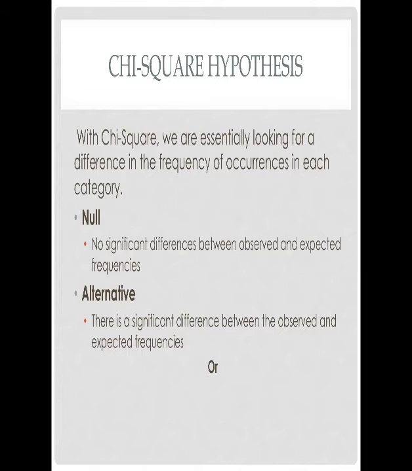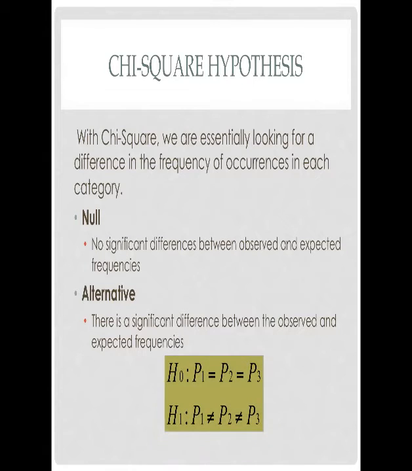So, a chi-square, how do we form the null hypothesis? A null hypothesis would look something like there's no significant differences between observed and expected frequencies, and I will explain what observed and expected frequencies are. An alternative hypothesis would be there is a significant difference between the observed and the expected frequencies.